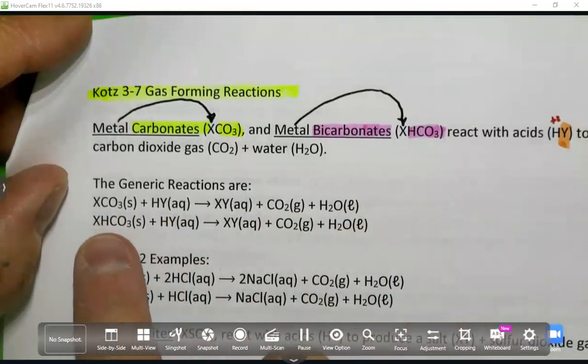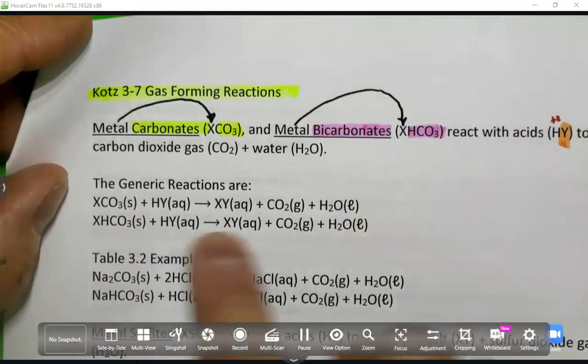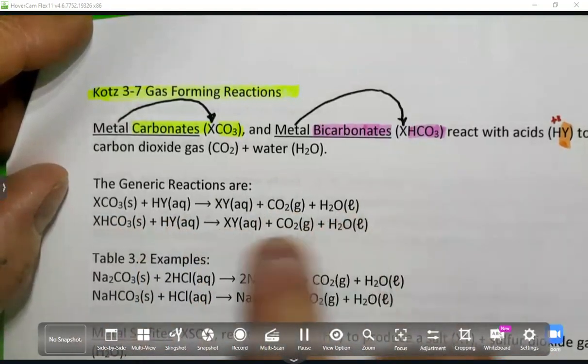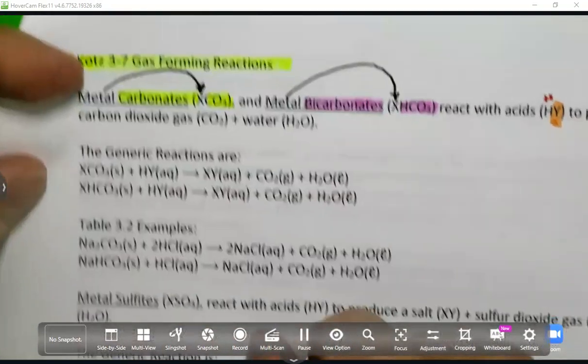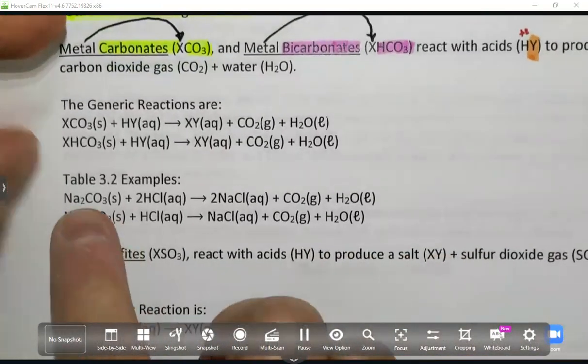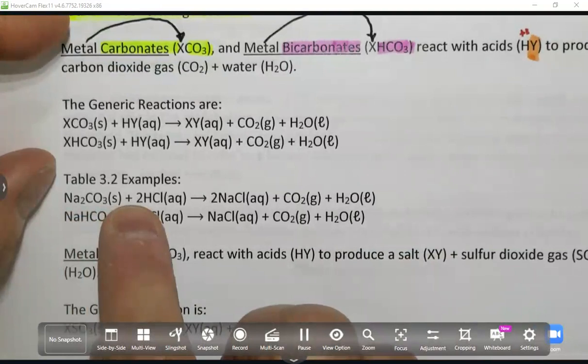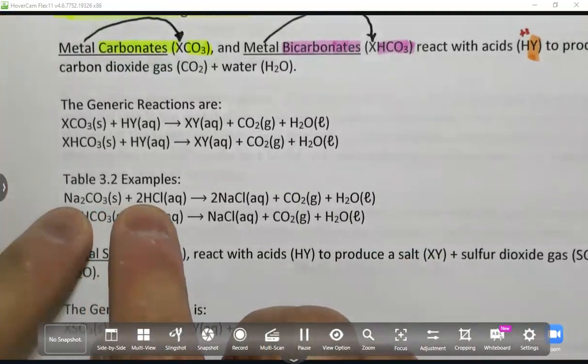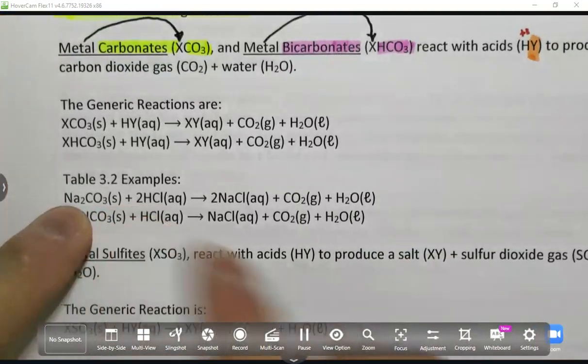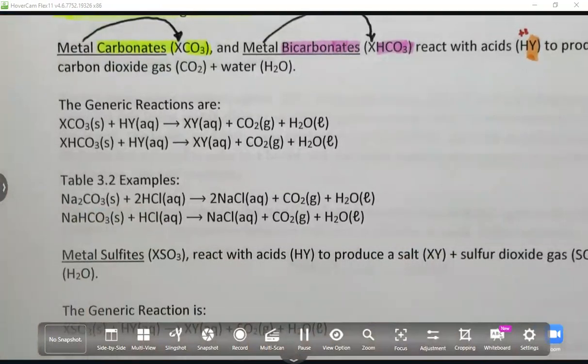If we have a metal bicarbonate plus an acid, we still get the same products. So here's an example: sodium carbonate plus our acid. Let's see if we can follow this now. What is our X?